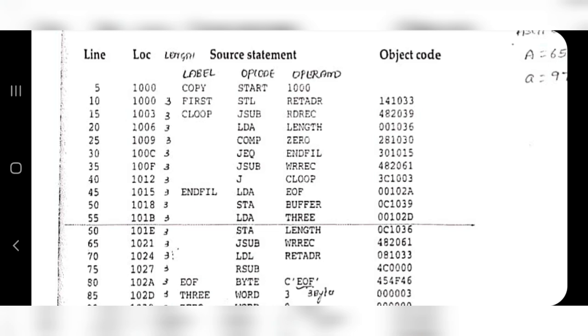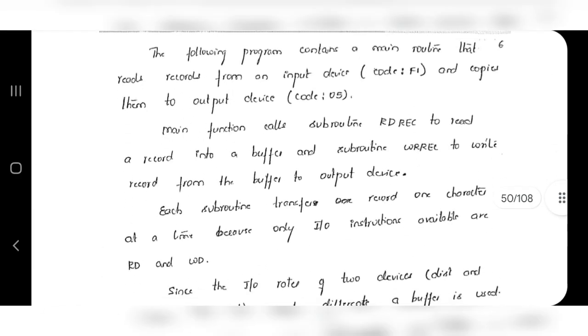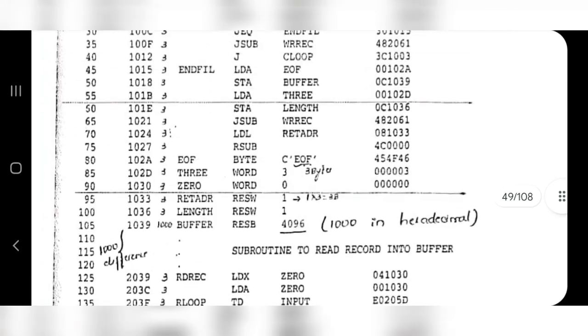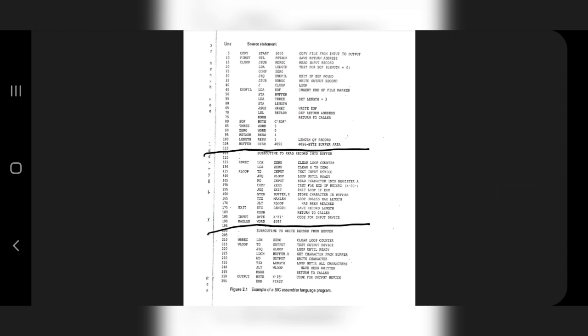So going through the logic part: the following program contains a main routine that reads records from an input device and copies them to the output device. It reads from an input device and writes to the output device. So that is the main objective of this program. If you see the bigger picture of what's happening here, this whole code is divided into three parts. This one part, this second part, this is known as int main, like how we write in C language. And this is one function f1, this is one function f2.